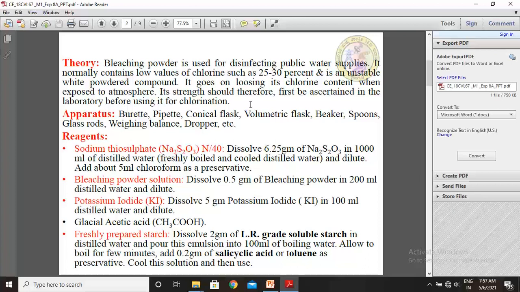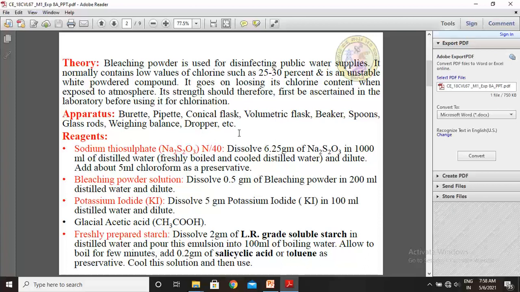Which apparatus are required? Burette, pipette, conical flask, volumetric flask, beaker, spoons, glass rods, weighing balance, dropper, etc. So these are the apparatus required to execute this experiment.